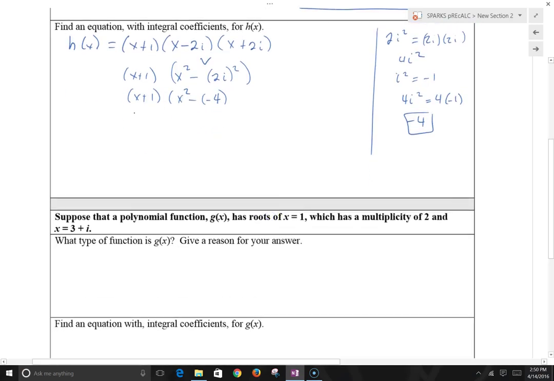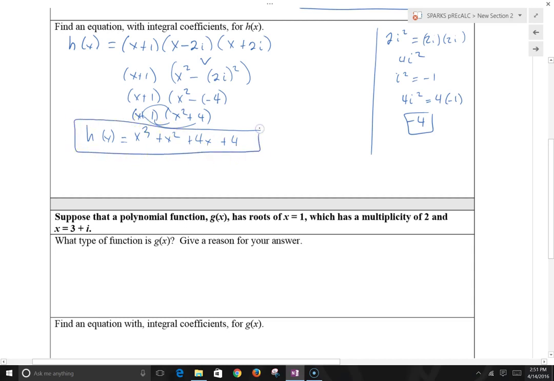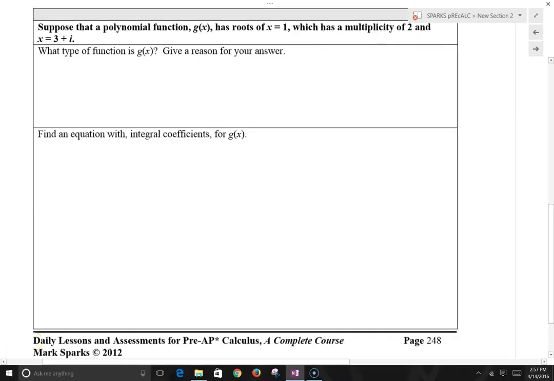And then we're going to multiply out the next binomials. So we get x cubed. There's an x squared. Here's 4x. And then plus 4. And this is h of x. We don't know anything about the leading coefficient, so we're just going to leave it as 1. We get to do this again.